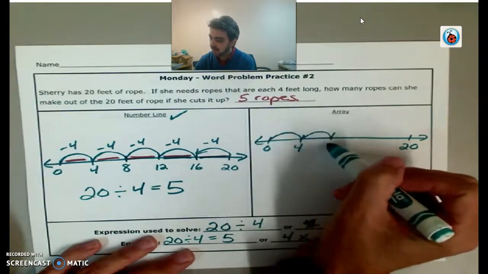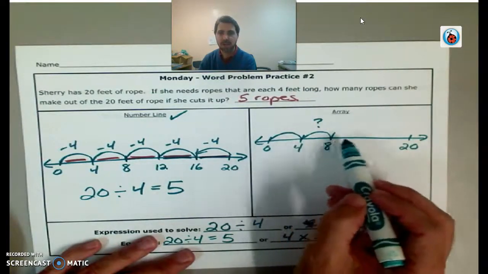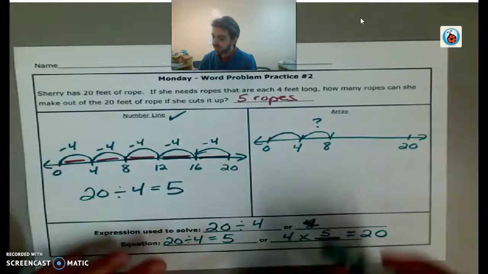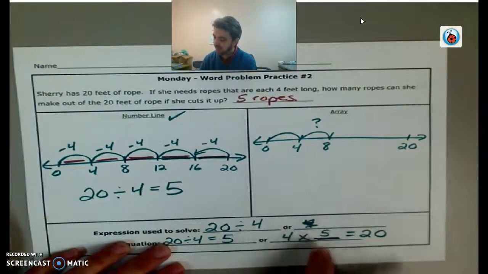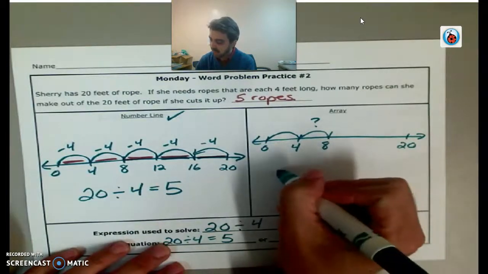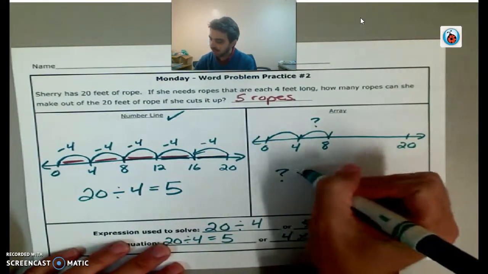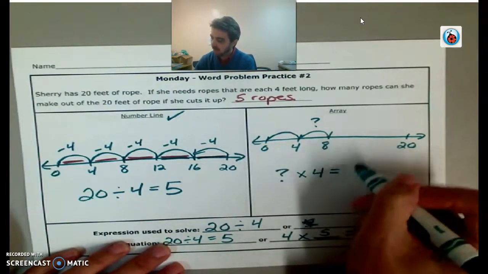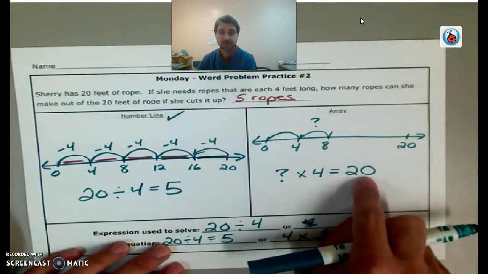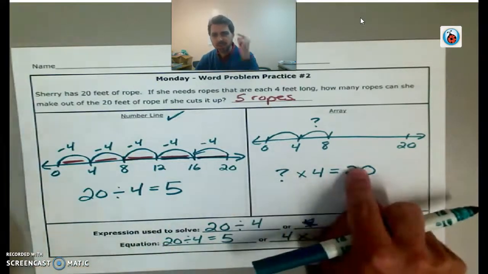All right, and then another one would get you to 8 feet. But we don't know how many in the beginning. We don't know how many pieces that's going to give us. We just know that each piece of rope is 4 feet. So one way we could write this, actually a better way of writing it than I did down here, is how many, question mark, pieces of rope that are 4 feet long will get us to 20, because we know we only have 20 feet. Okay, so that's a multiplication equation that you could use to think about this problem.